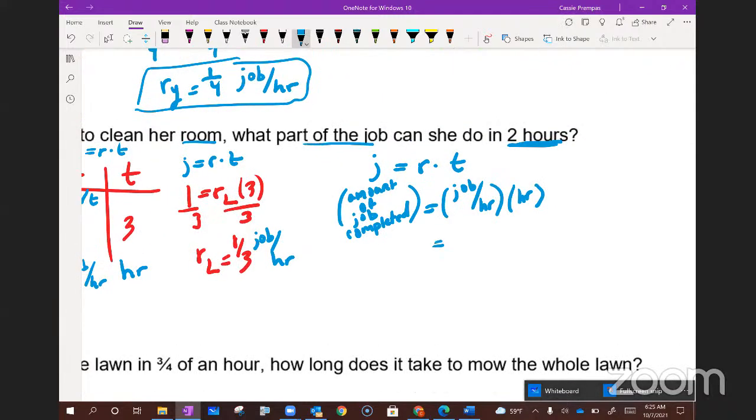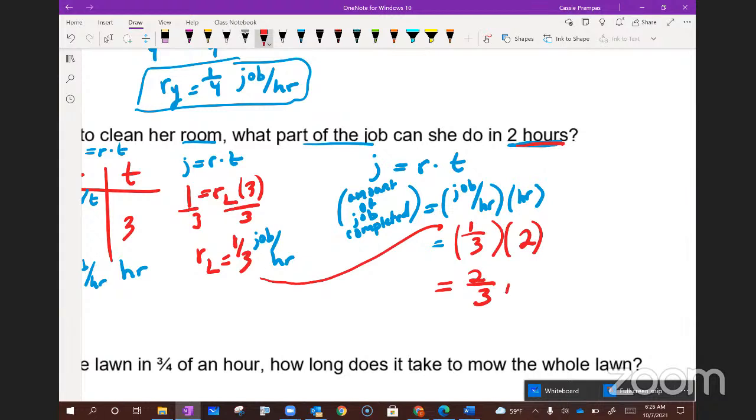So now it says, what part of the job can she do in 2 hours? So I know that Laura's rate times her time will tell us the amount of the job. What is Laura's rate? Laura's rate is 1/3. Found that here. So I'm going to put that in, 1/3 of the job per hour, multiplied by how much can she do in 2 hours? So this would tell me that she can do 2/3 of the job. So the amount of 2/3 of the room, you could say, or you could just say of the job. And you can see that's the amount of the job completed.